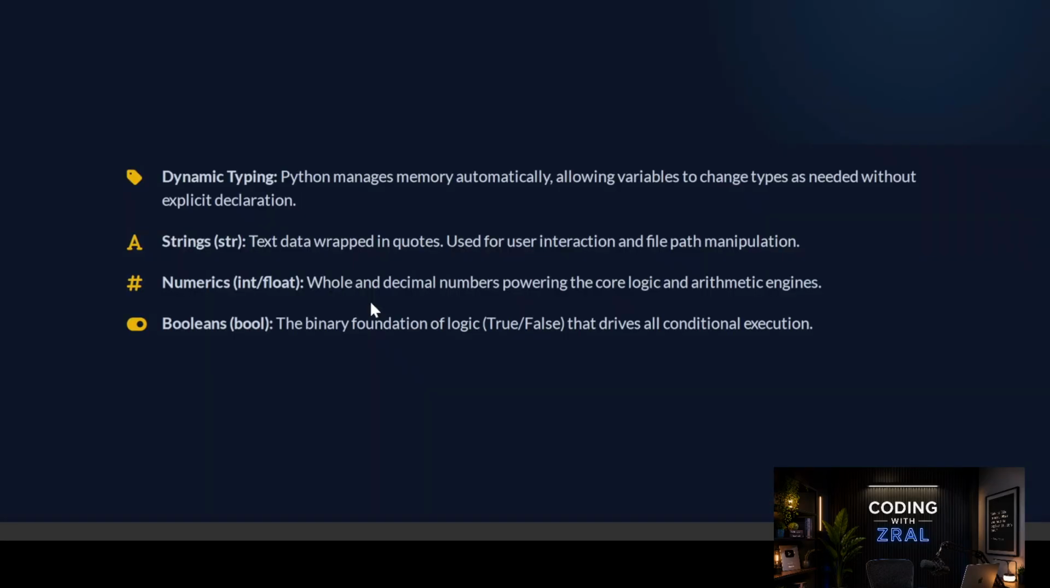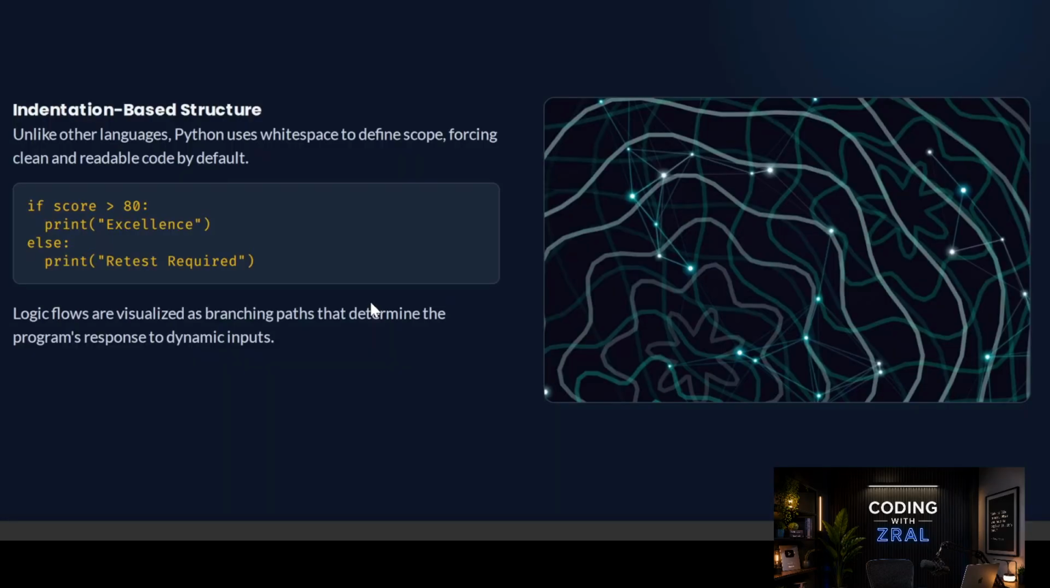We're going to take a look at the syntax and data primitives. Dynamic typing: Python manages memory automatically, allowing variables to change types as needed without explicit declarations. Strings: text wrapped in quotes, used for user interaction and file path manipulation. Numerics: the integer and the float. And then Boolean, which are true and false logic.